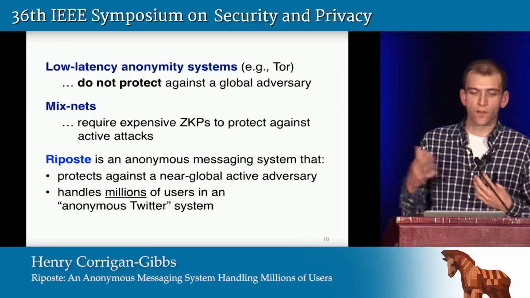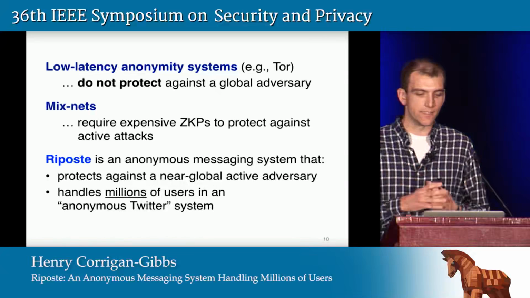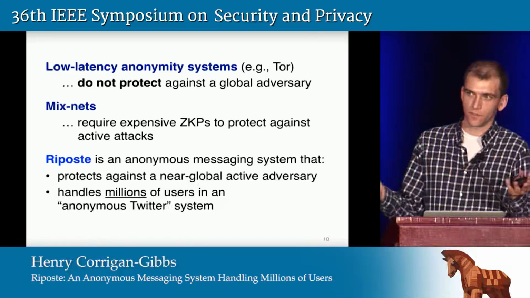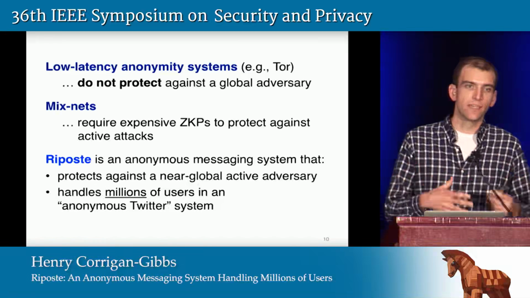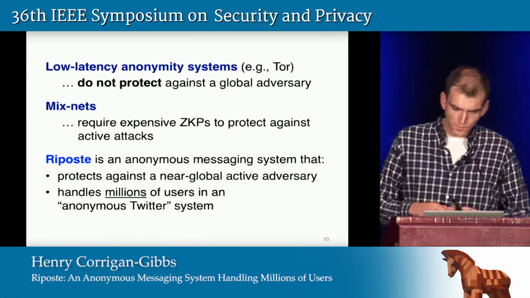So the first class are low latency anonymity systems like Tor, which are very good for browsing the internet anonymously. By design, though, they don't protect against an adversary that sees the whole network. So they're just not designed to protect against that sort of adversary. And if you are interested in protecting against an adversary that sees the whole network, you shouldn't use those systems.